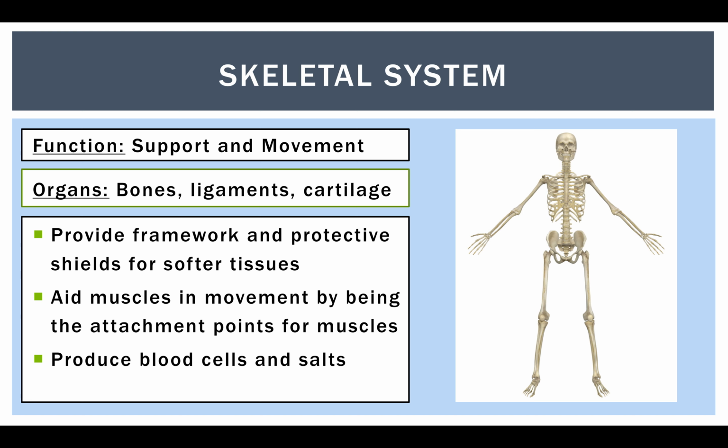The way it aids the muscles in movement is that the bones are attachment points for muscles. Muscles pull on the bones, which move the bones and therefore move the body. Additionally, the skeletal system produces blood cells and salts.